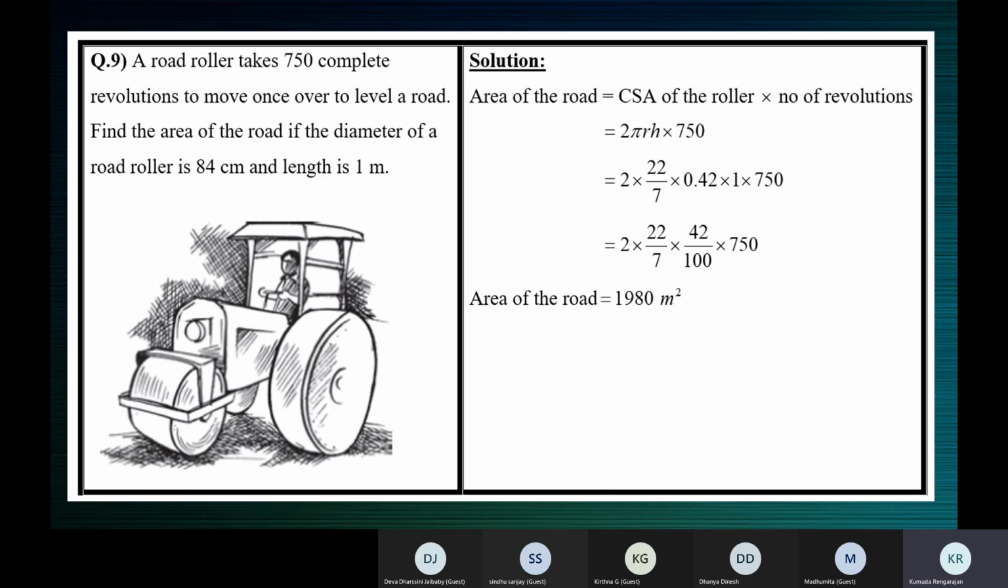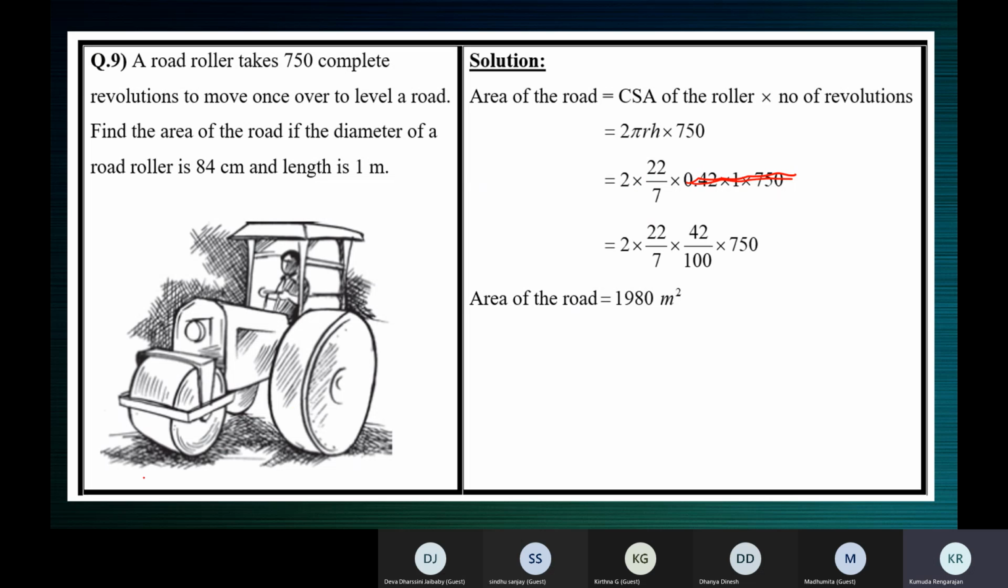Children, substitution, you can do it like this. You can take 2 into 22 by 7 into radius. The diameter is 84, so the radius will be 42 centimeters.